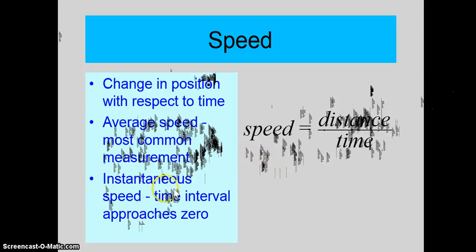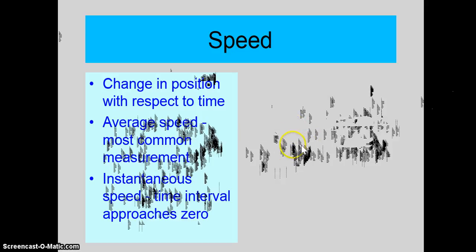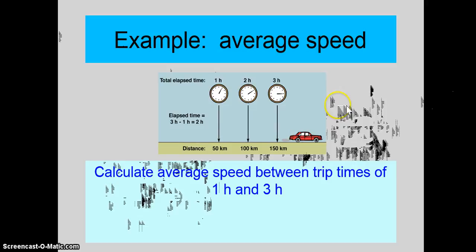Now, what's this quantity called the instantaneous speed? That is a quantity where the time interval, the change in time, starts to get really, really small. The instantaneous speed is, for example, what you would read on a car speedometer. That's telling you exactly how fast you're going at any instant in time.